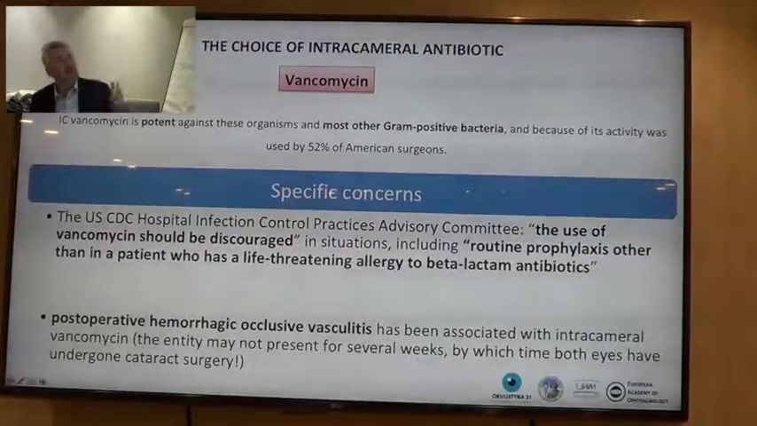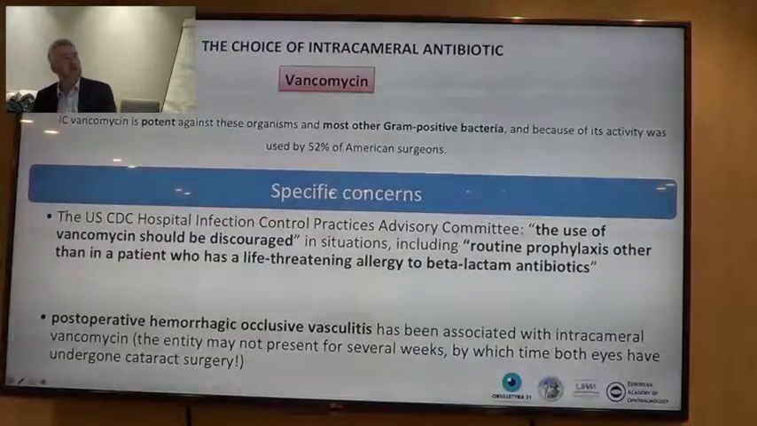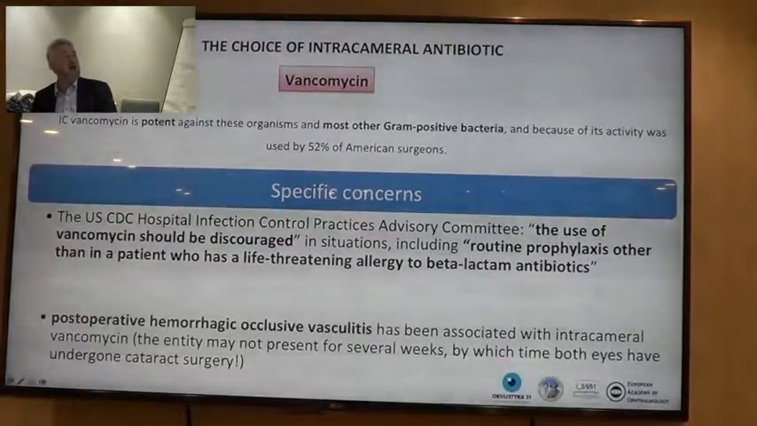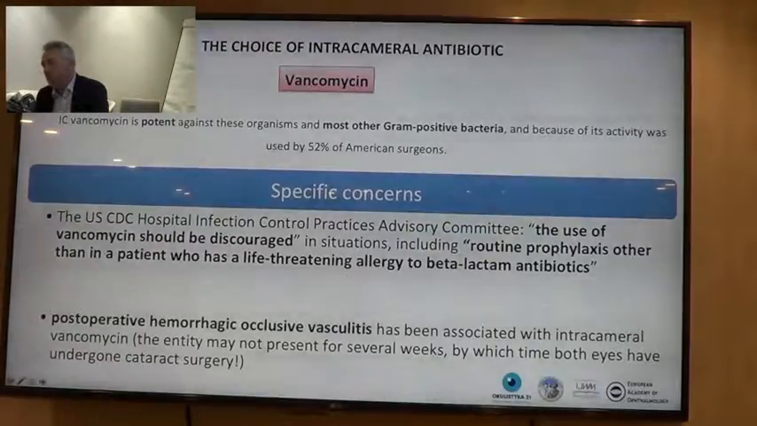This is the problem. Of course, vancomycin, we know vancomycin, a very potent antibiotic against these already mentioned microorganisms and most other gram-positive bacteria. For many years, it was very commonly used in the US by 50% of American surgeons. However, there were specific concerns against that. Its use was discouraged because, as we know, when we have an endophthalmitis case, we use vancomycin to treat it. So overusing the antibiotic in prevention might lead to us losing its activity finally. So this was one of the concerns.